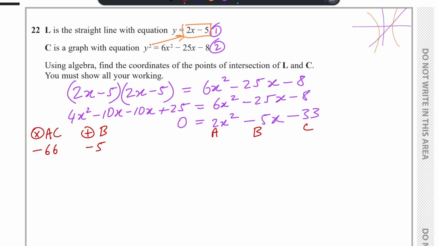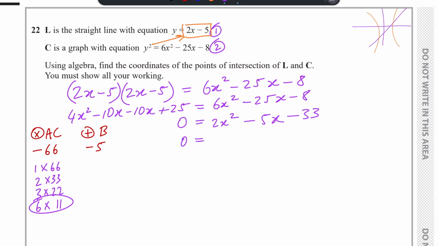Let's just have a quick check. What can it be? So 1 times 66 doesn't work. 2 times 33. 3 times 22. 6 times 11. So I think we can make negative 5 from that if the 11 is negative. So we're now going to split the middle term and factorize. You may have decided to use a quadratic formula as well. That would be just as valid.